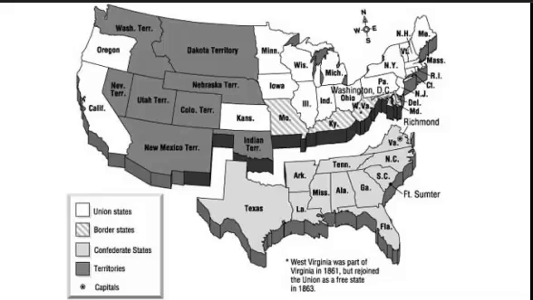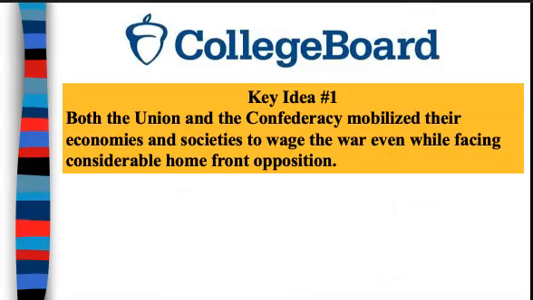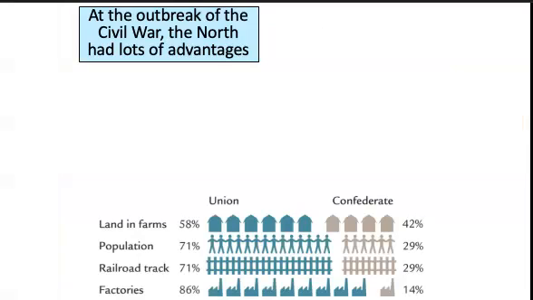Now that leads us then to key idea number 1 for today. It says both the Union and the Confederacy mobilized their economies and societies to wage the war even while facing considerable home front opposition. So we want to look at how they mobilized, and we're going to look at advantages and disadvantages as the war began. After the outbreak of the Civil War, the North had a lot of advantages.